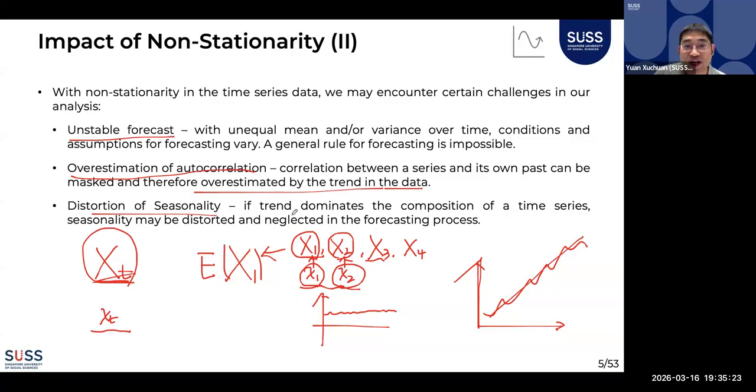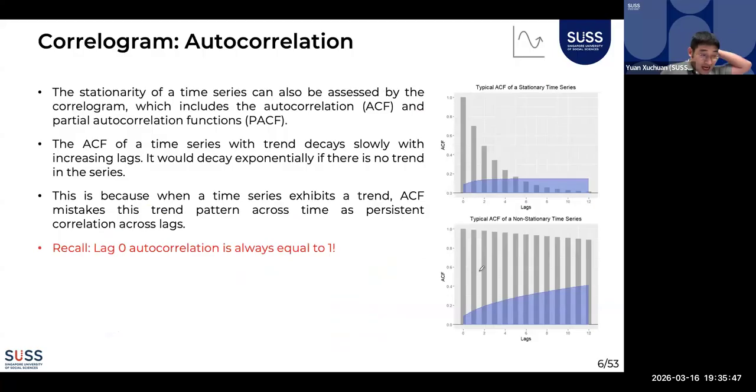Because if the trend dominates the composition of a time series, seasonality may be distorted and neglected in the forecasting process. Right here, you can see we may have a seasonality, but if you look at the trend, this trend may dominate this time series, and the seasonality effect may not be captured. Okay? So this is why we need the time series to be stationary.